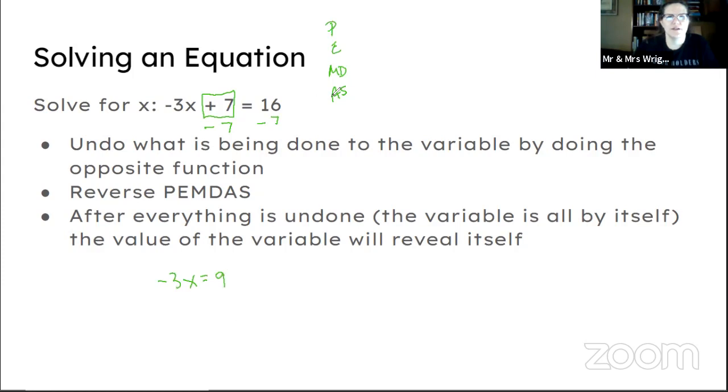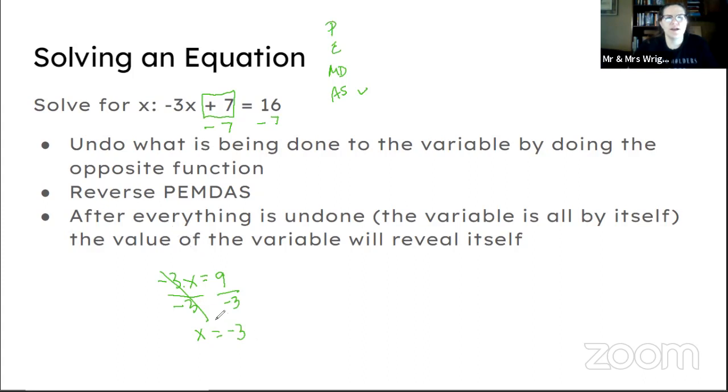All right. So there's no other addition and subtraction. That's done. Now I need to move to multiplication and division. Is there any multiplication or division for me to undo? Well, I have negative 3 times x. So I need to undo this multiplication here. In order to undo multiplication, I'm going to do the opposite of it. Negative 3x divided by negative 3 on both sides. This is going to cancel out, and I'm left with x equals 9 divided by negative 3, which is negative 3.